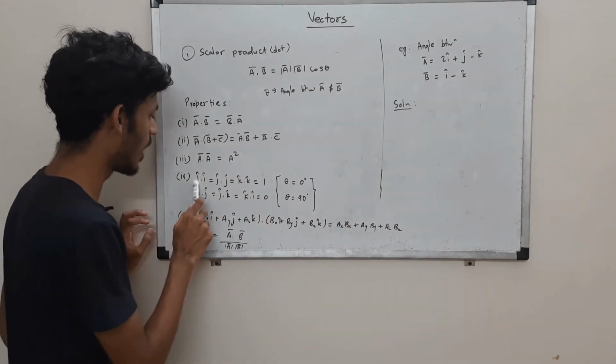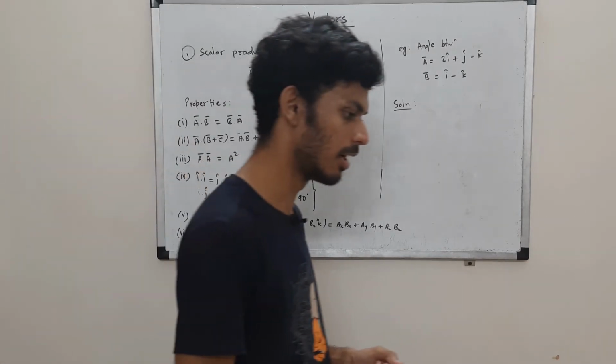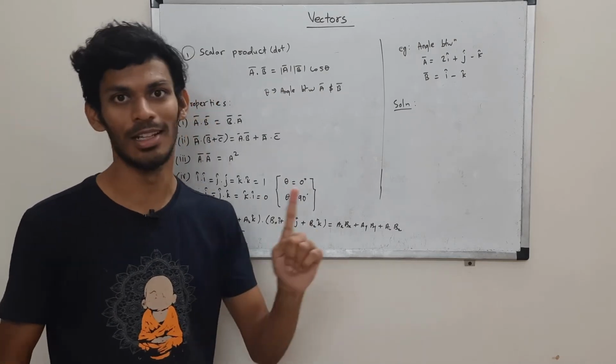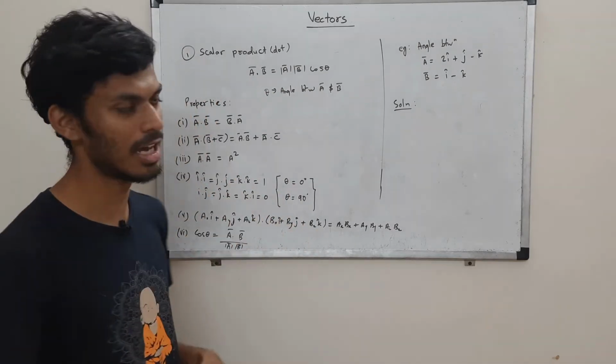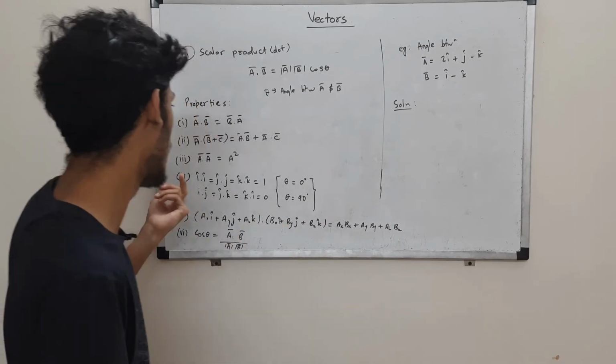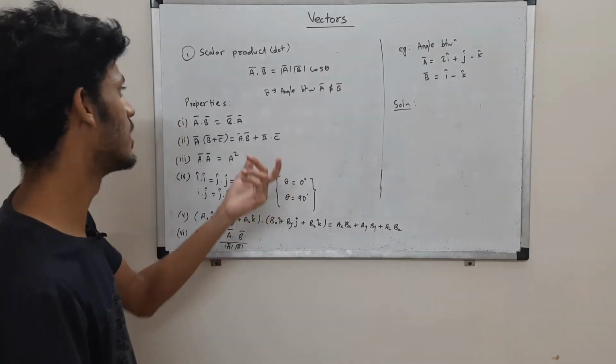Also if we have i dot i, j dot j, k dot k, again it will be i square, but i has magnitude 1, right? i, j, k are unit vectors, so they have magnitude 1, and 1 square is 1. So i dot i, j dot j, k dot k is 1, since theta is 0.